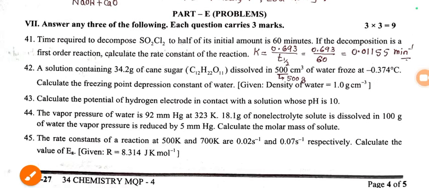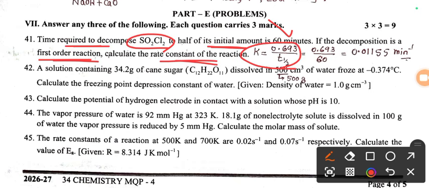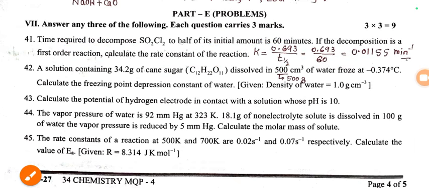Now come to the last part of this question paper, numericals. First question: the time required to decompose thionyl chloride to half of its initial amount is 60 minutes. If the decomposition is a first order reaction, calculate the rate constant. So this is the formula: rate constant K is equal to 0.693 divided by t half. When you substitute, this is the answer. Now the remaining numericals I have solved. Let me show you.